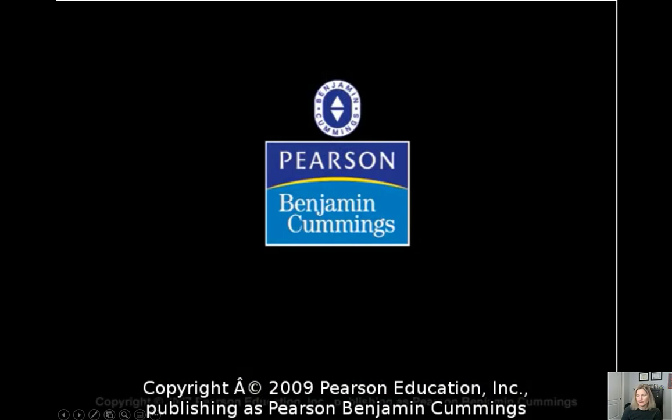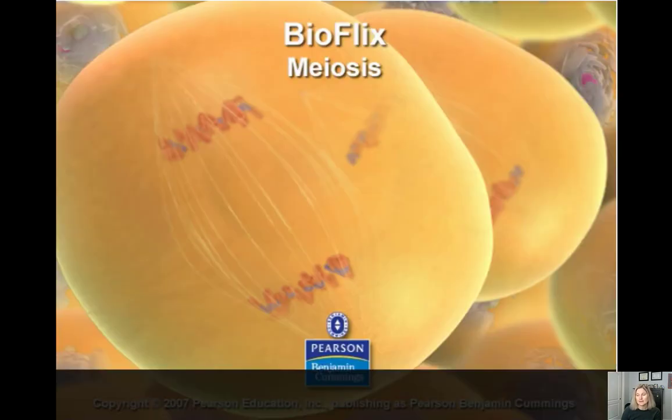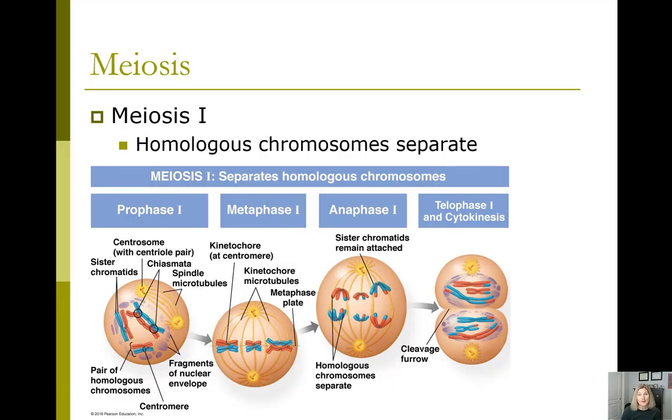Okay, so that was a good overview of meiosis. And again, you've got to pay close attention to the chromosomes in meiosis, okay? So you can follow one single sister chromatid and see what's happening. So let's take a closer look at meiosis part 1 and meiosis part 2.